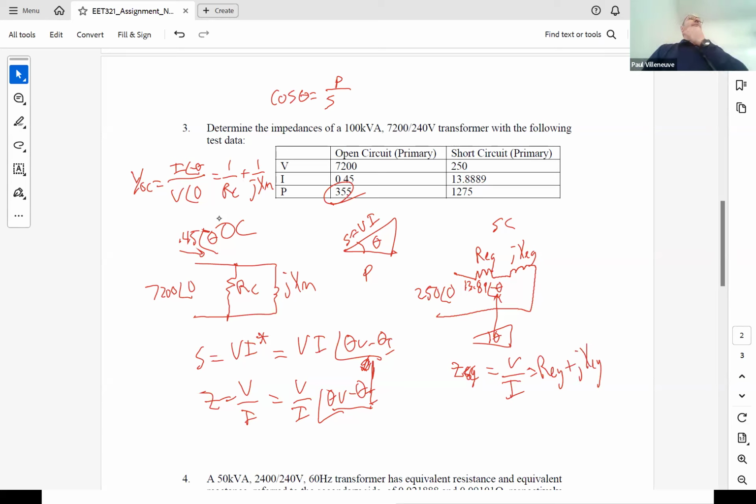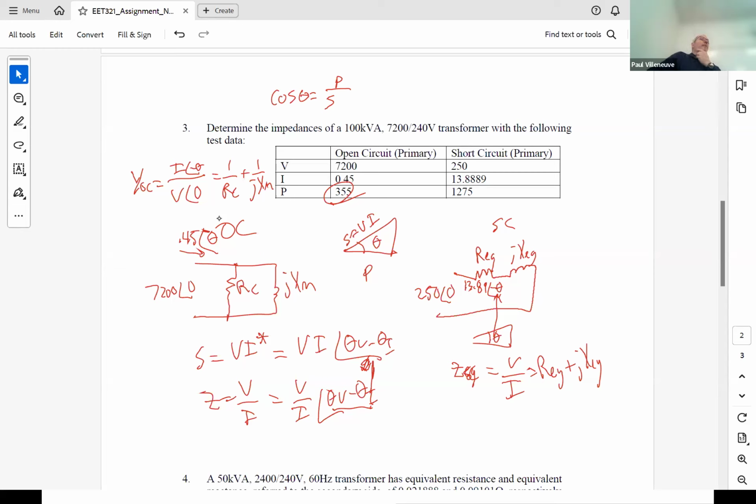Yes, sir. So that I has an angle associated with it, right? In every case, when we're talking AC, voltage and current must have a magnitude and an angle. So in that case, the angle of V would be 0, and the angle of I, how would you put that back to the bottom? If it's a positive angle on the bottom, it would be a negative angle.